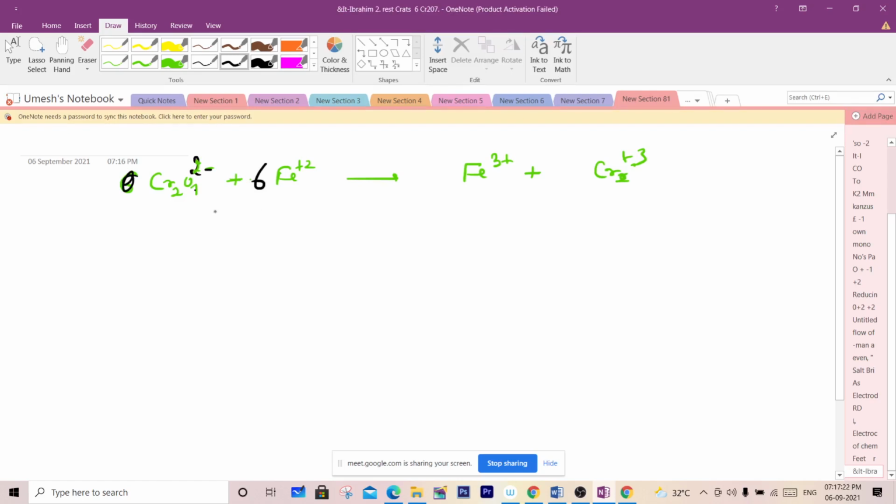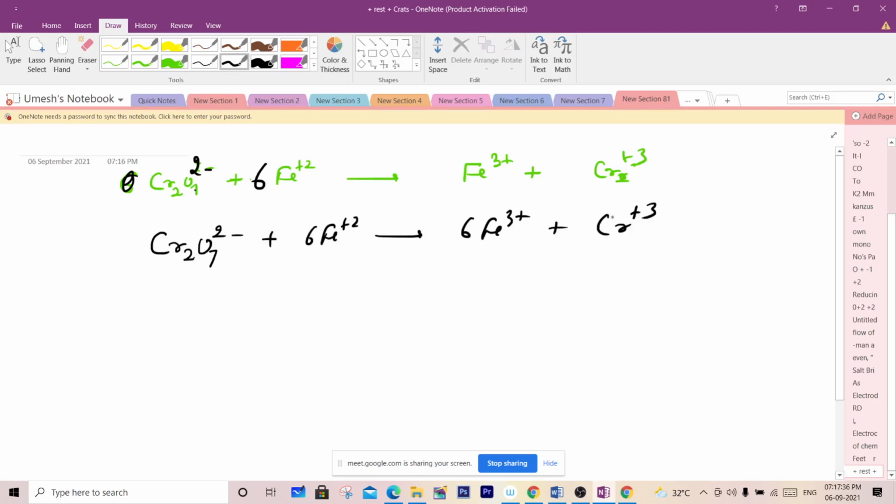Now you balance all other atoms except hydrogen and oxygen. So you can now balance like this: 6 Fe3 positive ion and chromium 3 positive ion. Iron is balanced, and chromium also you multiply here with 2. After this, it is taking place in the acidic medium.